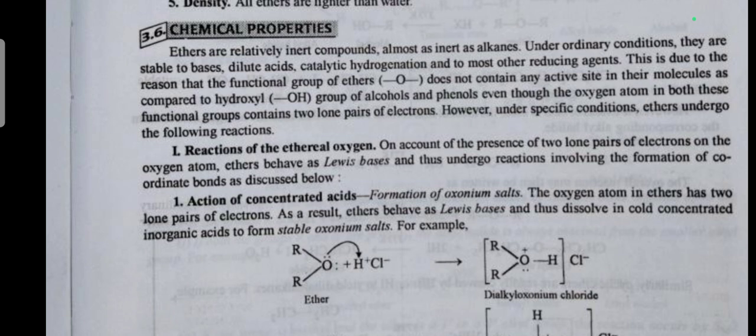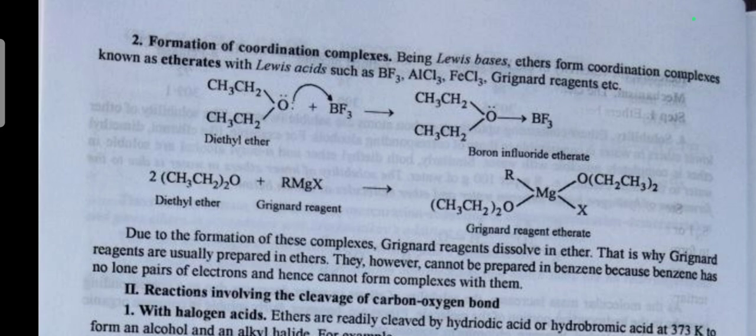Second, formation of coordination complexes. Being Lewis bases, ethers form coordination complexes known as etherates with Lewis acids such as BF3, AlCl3, FeCl3, Grignard reagent, etc. Due to formation of these complexes, Grignard reagents dissolve in ether. That is why Grignard reagents are usually prepared in ether. They, however, cannot be prepared in benzene because benzene has no lone pairs of electrons and hence cannot form complexes with them.